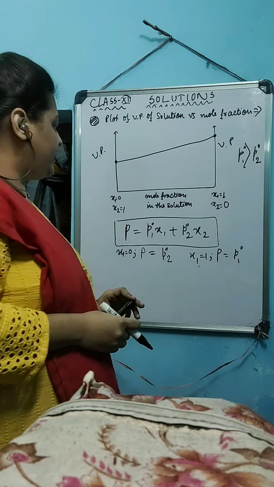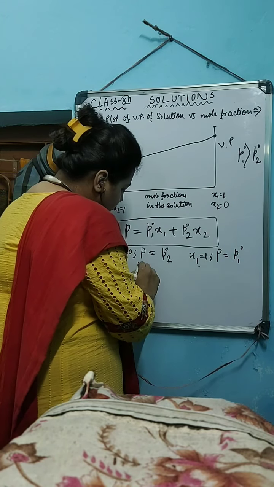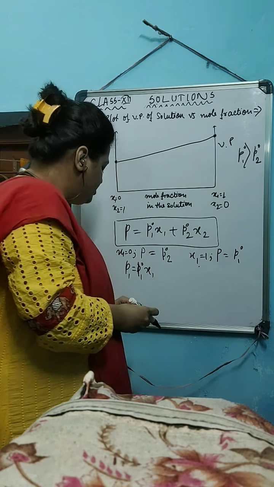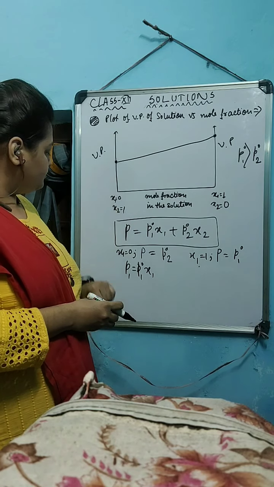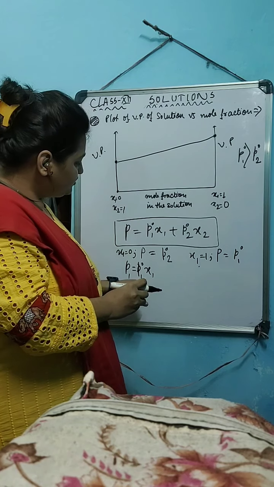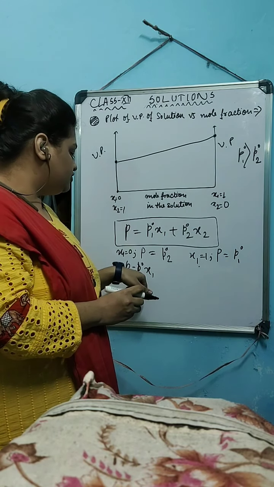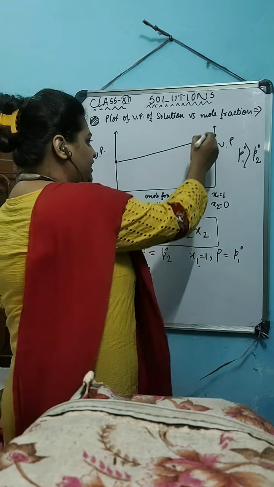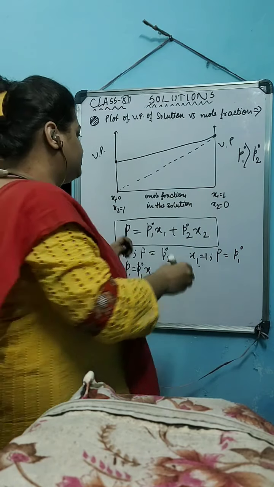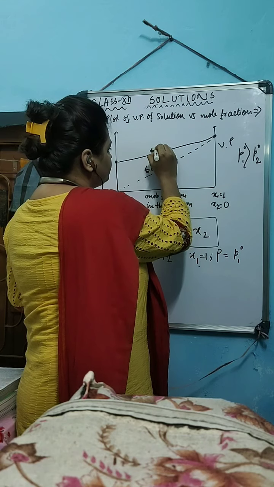Now you can write P1 equals P1 naught into X1. When X1 equals 0, this P1 becomes 0, meaning this point. Again, it will start at X1 equals 1, so P1 equals P1 naught, and it will end in here. This one is for my only solvent, this one is for solution.